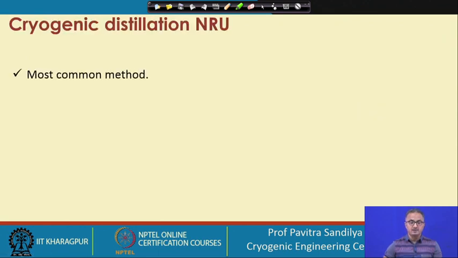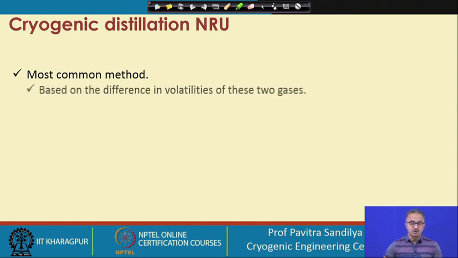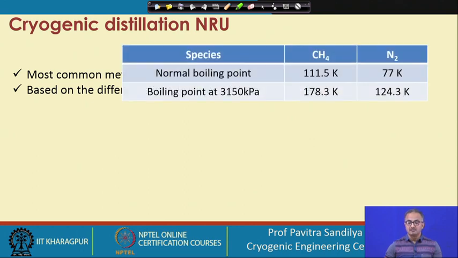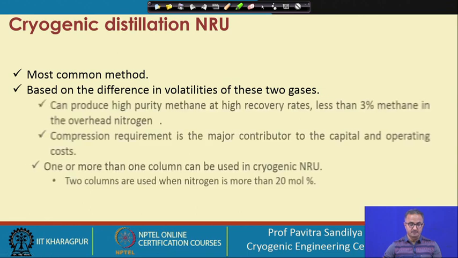Now, next we have cryogenic distillation to remove nitrogen, and this is the most common method. It is based on the difference in the volatilities of the two gases, that is methane and nitrogen, and here we find how the boiling points of methane and nitrogen differ at two different pressures. Normal boiling point means it is at 1 atmosphere.